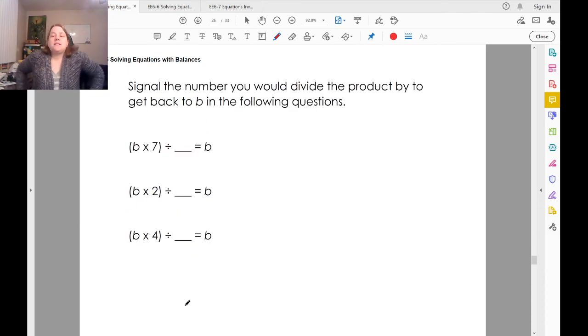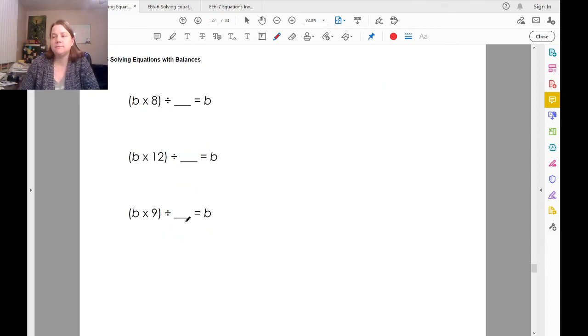So they want to say what number, if I'm multiplying by 7 here, what do I divide by just to get the letter B? Well, B times 7, I'm going to divide by 7. B times 2, I'm going to divide by 2. B times 4, I'm going to divide by 4.